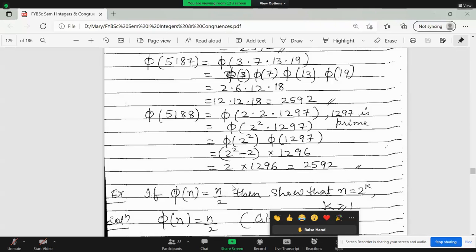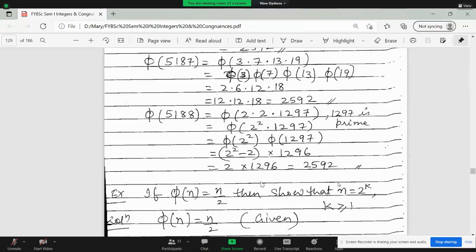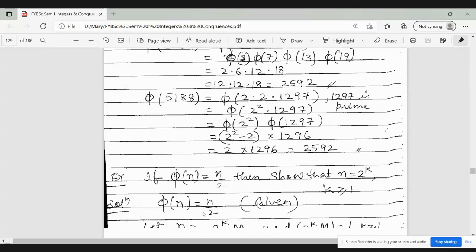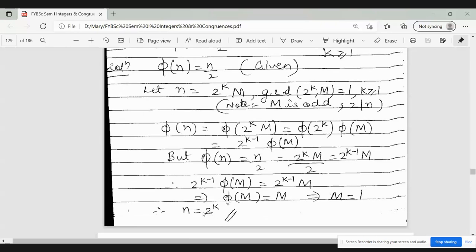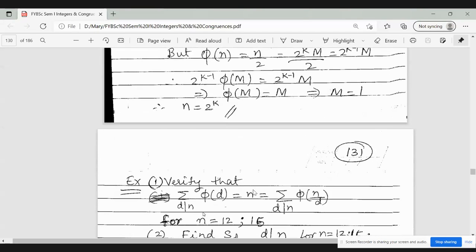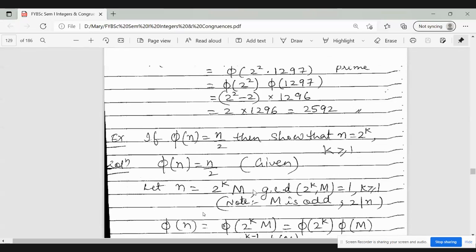Now one more sum we are going to do: if our number n is of the form 2 raised to k, then phi of n is n by 2. And vice versa: if phi of n is n by 2, then n is of the form 2 raised to k. That is what we are going to do. So some sums based on that. In the sums, proofs without numbers, you feel it is difficult, na? But actually writing proofs helps us. So this part I'll explain. Let us see some numbers also now.